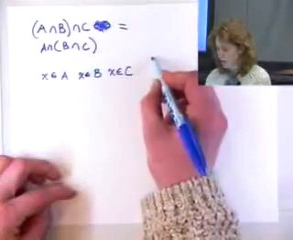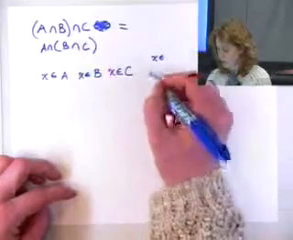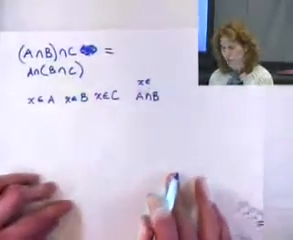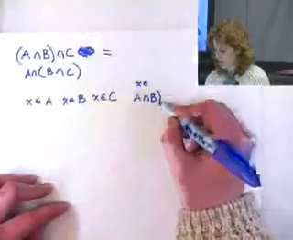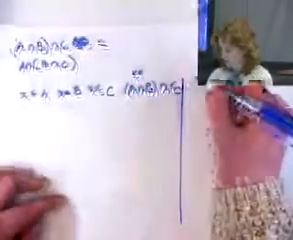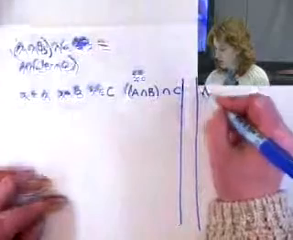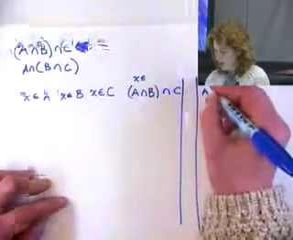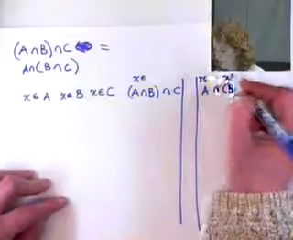So for shorthand, I'm just going to put X as a member of over this stuff. So this is going to be A intersect B in my next column. And then I'm going to put parentheses around that, intersect C. Then I'll put A intersect B intersect C. And X is in each of these is what I'm going to check.